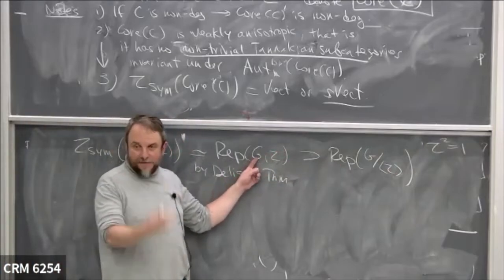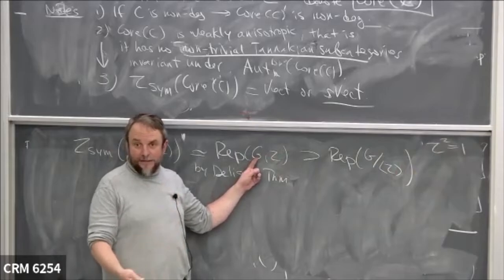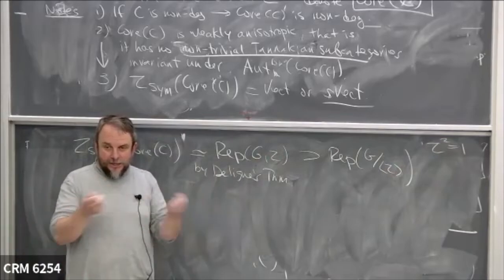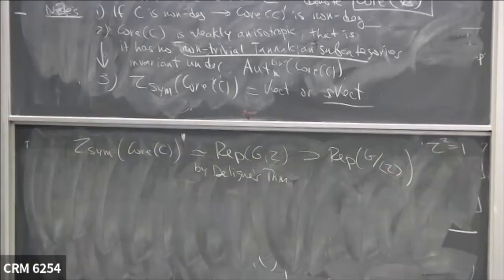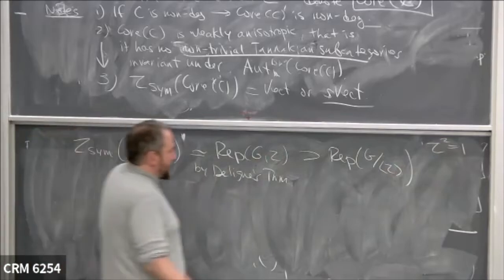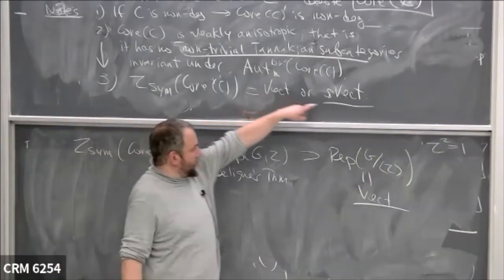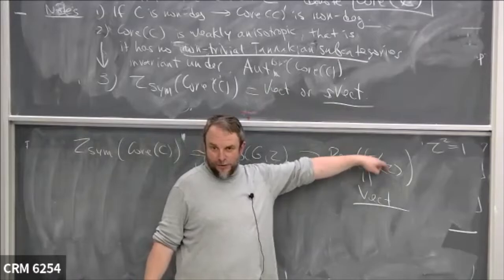As such, it is invariant under auto-equivalences, right? The symmetric center is invariant, yes? So its largest Tannakian subcategory is invariant, yes? And so this has to be trivial, which forces it to be either vector spaces or supervector spaces. The order of z is at most 2.